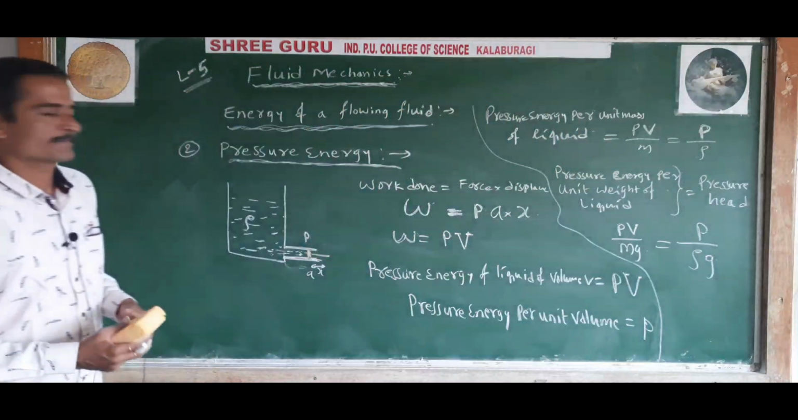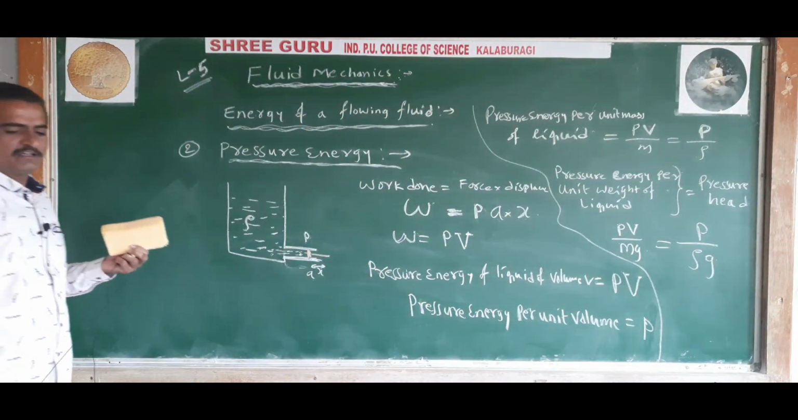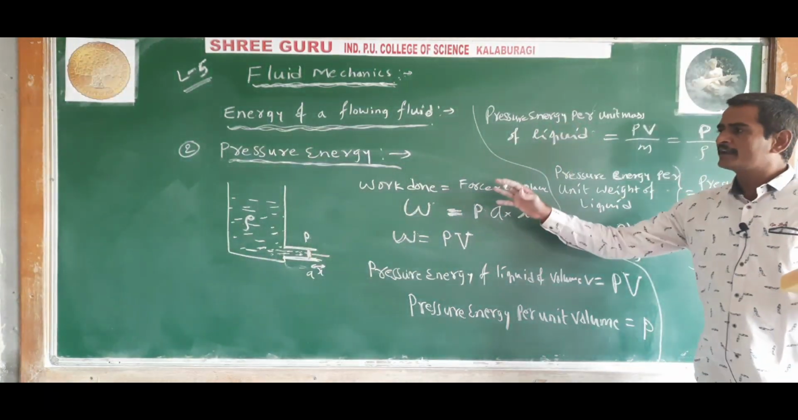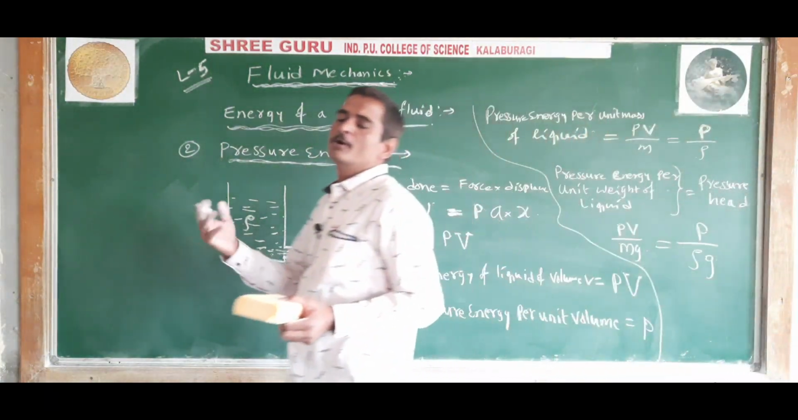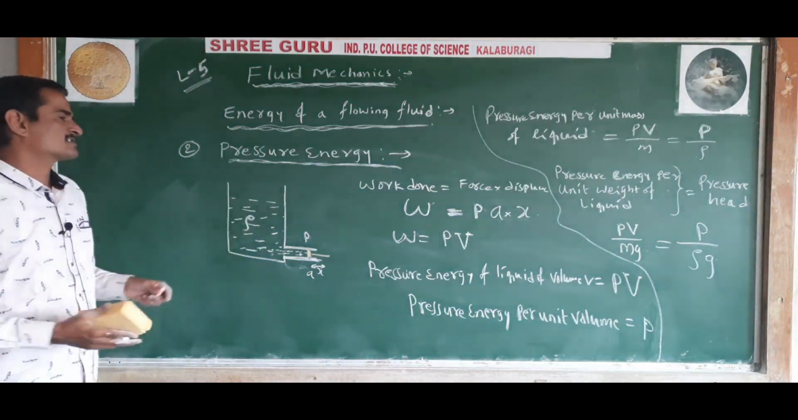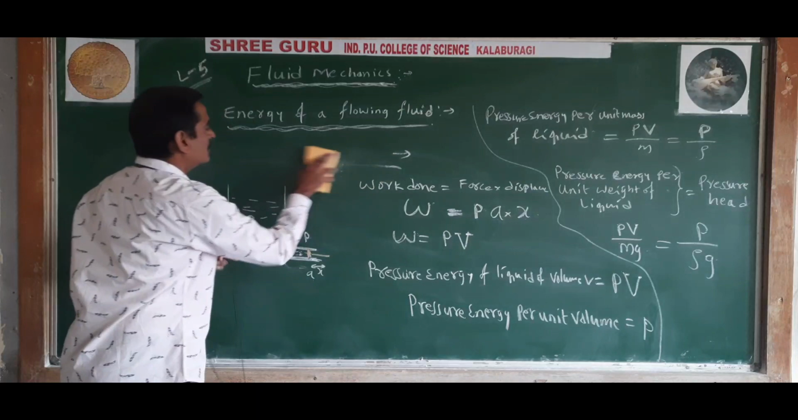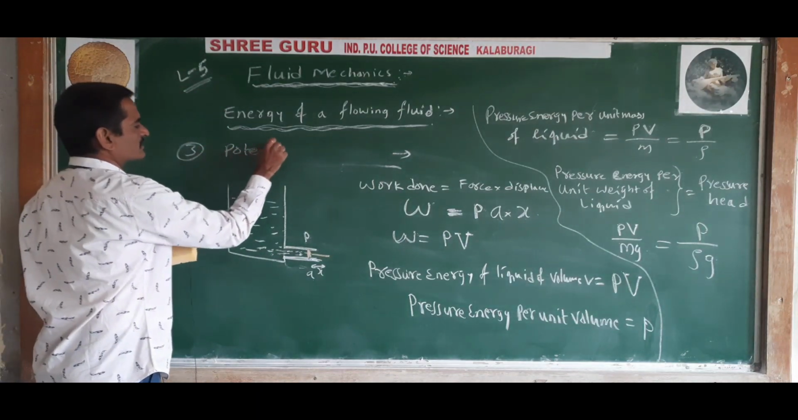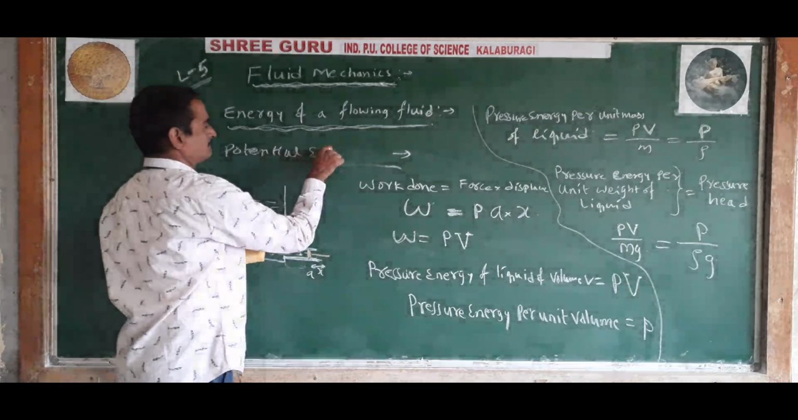This is pressure energy. A fluid having a streamline flow will have three types of energy: kinetic energy, pressure energy, and potential energy. We have studied kinetic energy, and now we have studied pressure energy, and the third one is potential energy.